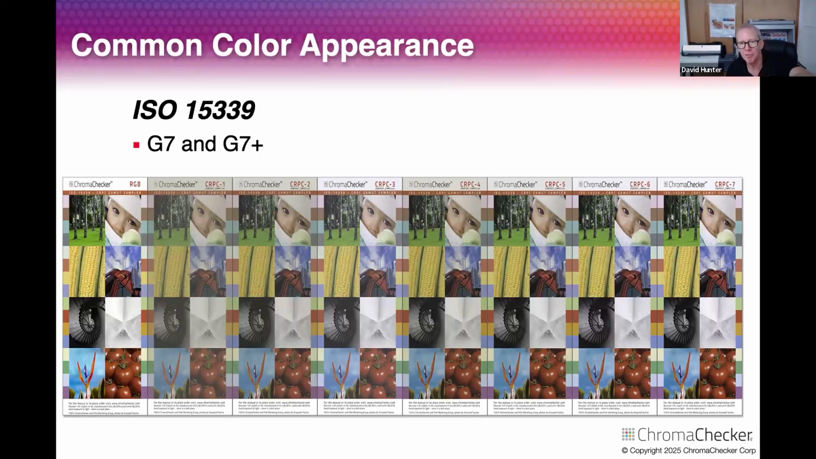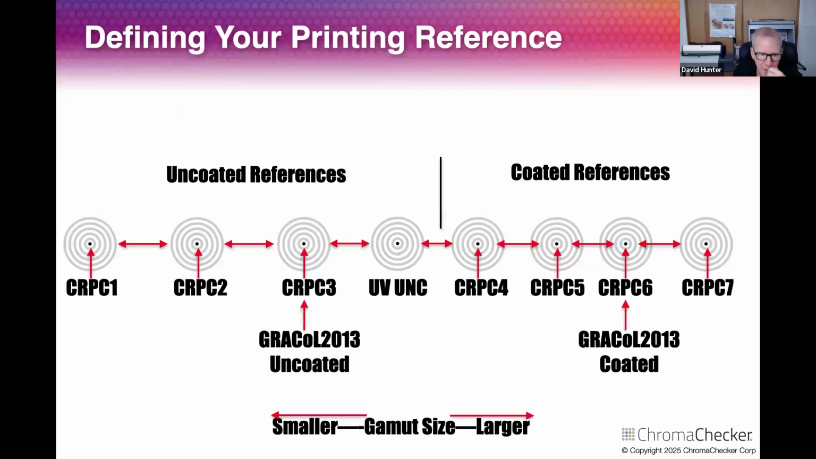3 is uncoated. 4 is super calendered. 5 is SWOP. 6 is GRACoL, and 7 is an extended version of GRACoL. So in this way, with these industry references, there's actually 3 and now really a 4th uncoated reference. And I'm showing 4 coated references. There's really a couple more, like with the ECG references, CRPC 10. So now we have all of these references that we can aim for.